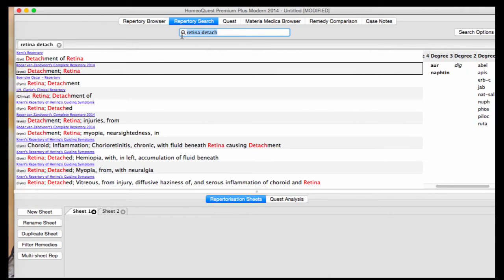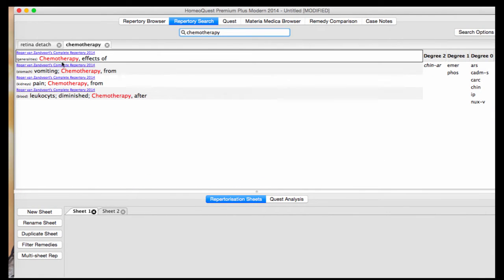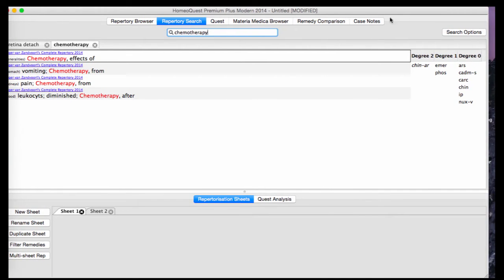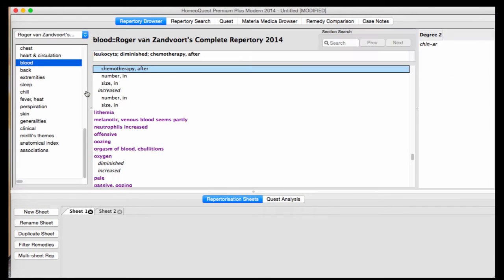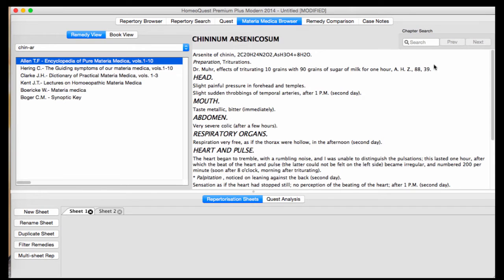Say, for example, if you look for chemotherapy and its ill effects and what the remedies are there. Only complete would have chemotherapy because obviously it wasn't there in the olden days. Then if you look at the remedies there, you have chininum arsenicosum, phosphorus, arsenicum, cadmium sulph, carcinosin, china, ipecac, and nux vomica. Leukocytes diminished after chemotherapy. Very interesting rubric here. Again, chininum ars. It's an old remedy, but it has just been found as a new clinical rubric in recent times.